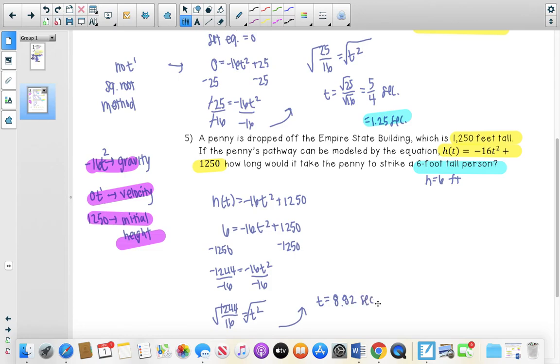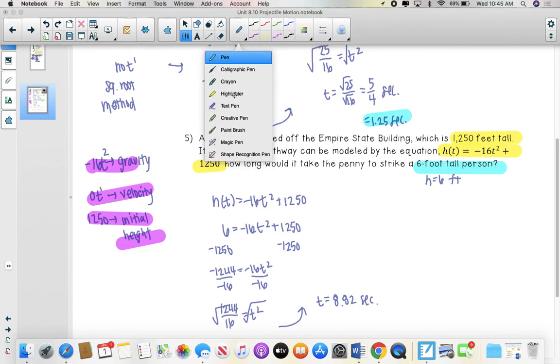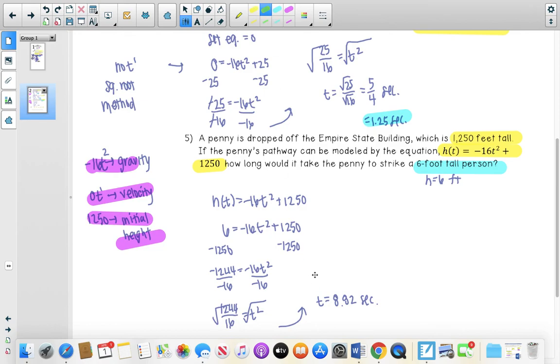8.82 seconds. That's not that long. So in 8.82 seconds, this 6-foot person would be hit by a penny off the Empire State Building. All right? Make sure you label your answers. It's super important.